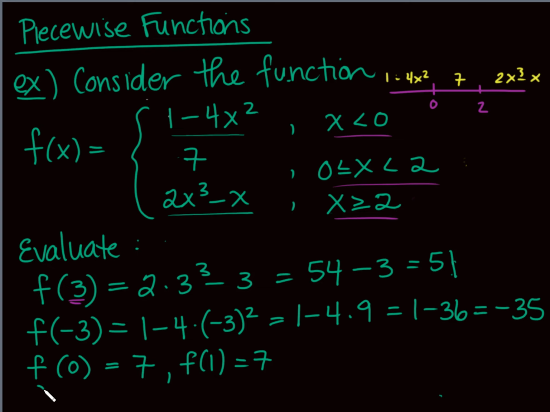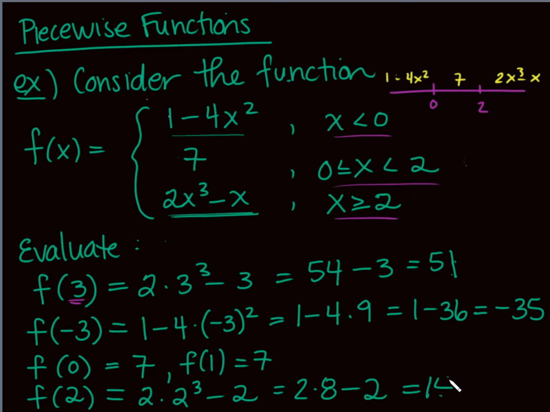All right, and then the last one, what about f of 2? So again, which one of these does f of 2 satisfy? It's going to satisfy this one right here because of my or equal to sign. So I would have 2 times 2 cubed minus 2. That's 2 times 8 minus 2. So 16 minus 2 is 14.